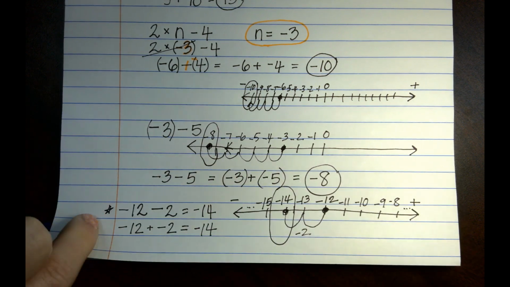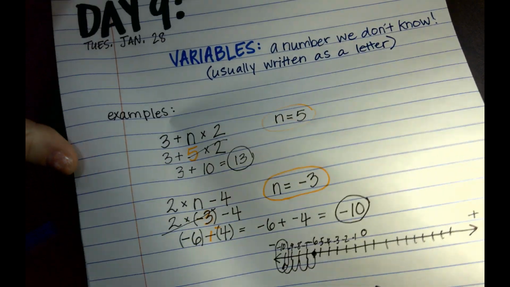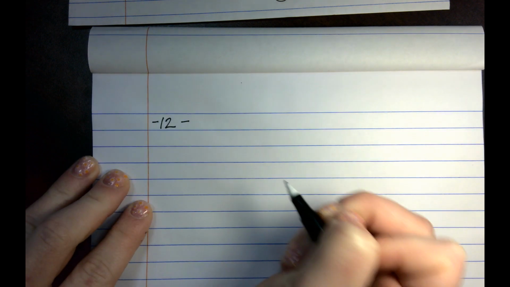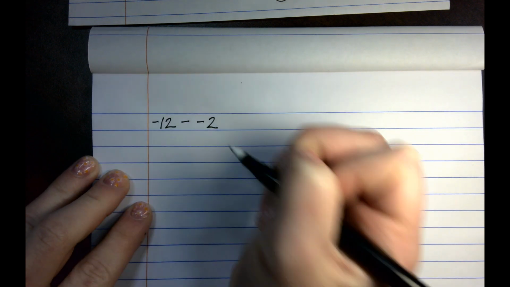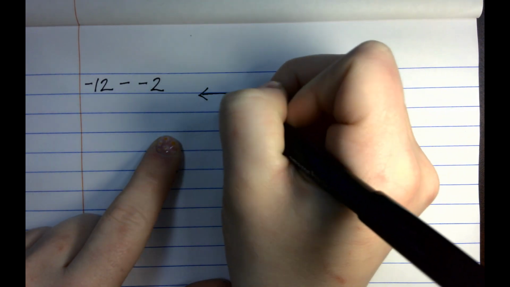Can I move this paper? Does anyone need it? Okay, I'm gonna try to write a little neater. That was kind of sloppy. So, Bichel says, what if we have negative 12 minus negative 2? This is different. This is different, isn't it? Tricky. So let's draw a number line.